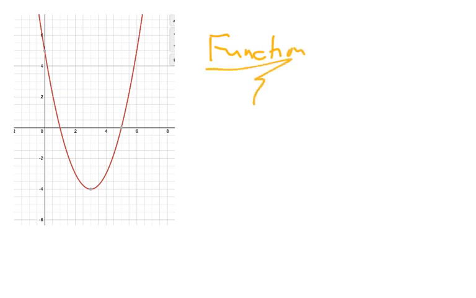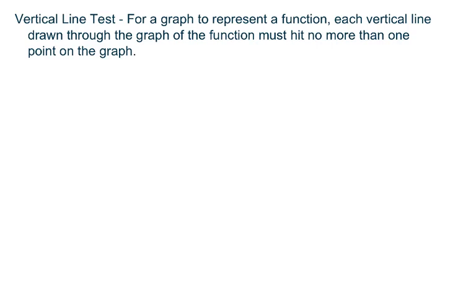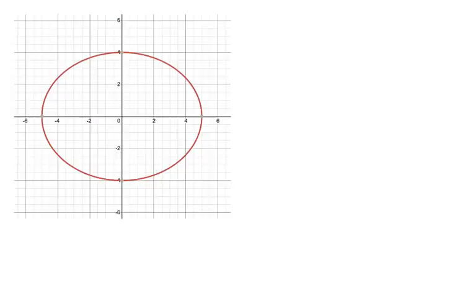There's a cute little way that people talk about distinguishing a function when you're looking at a graph, and I'll show you how this works as our final observation for this lesson. It's called the vertical line test. It says this: for a graph to represent a function, each vertical line drawn through the graph must hit no more than one point. How does that work? Let's look at these same examples.